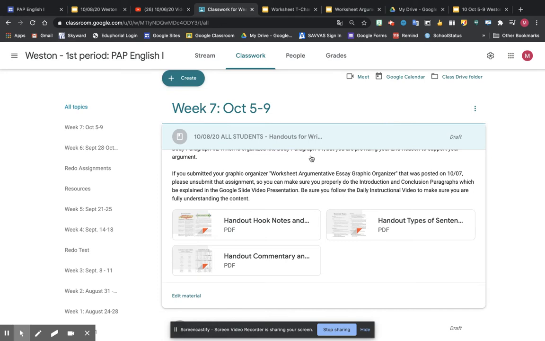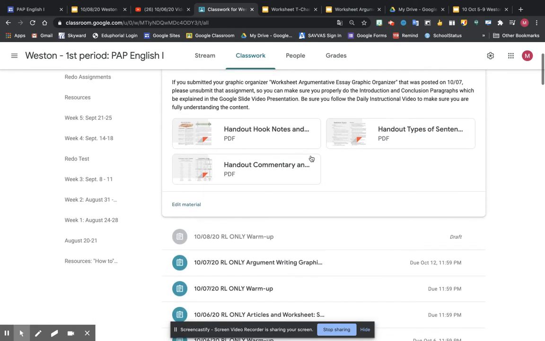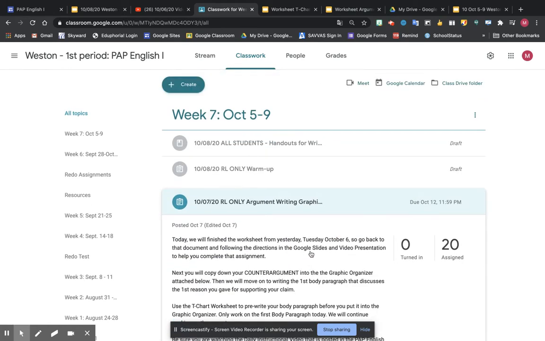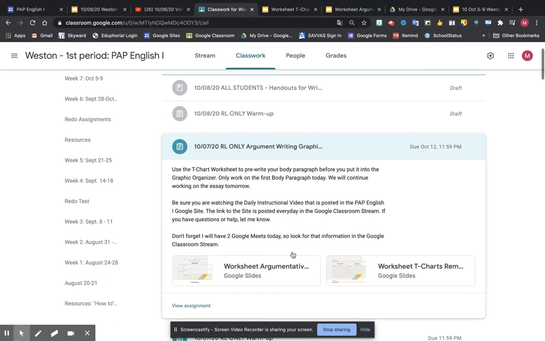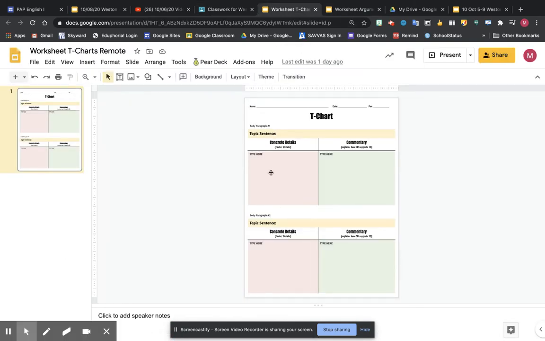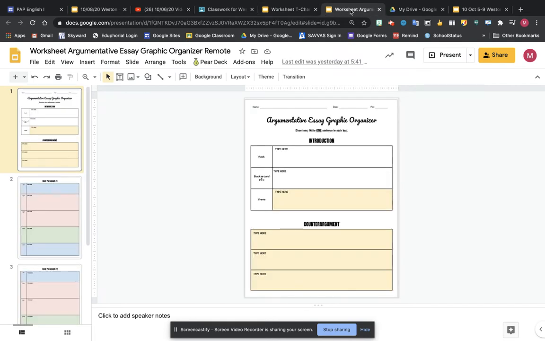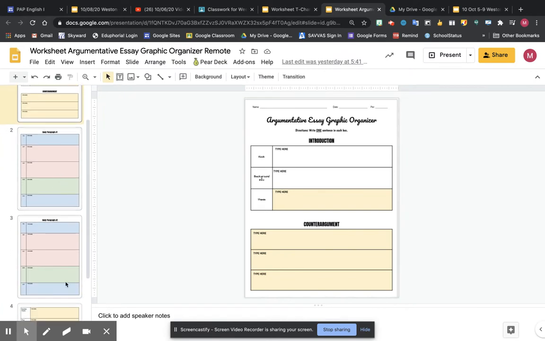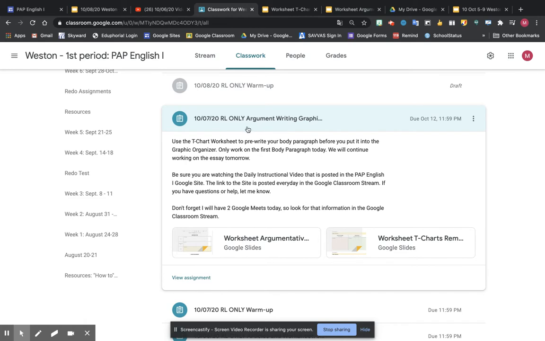Going to Google Classroom for today, there's nothing posted for you to do as an assignment, as a grade, because you will need to go back to your graphic organizer assignment, where you did your T charts already for your 2 body paragraphs. If you haven't done that, that needs to be done. And what you're pretty much doing is taking your T charts and plugging those T charts into your 2 body paragraphs. And I'll come back to that in a moment. But again, this assignment is posted from yesterday, October 7th. So you'll have to go back to click onto these to access these documents.